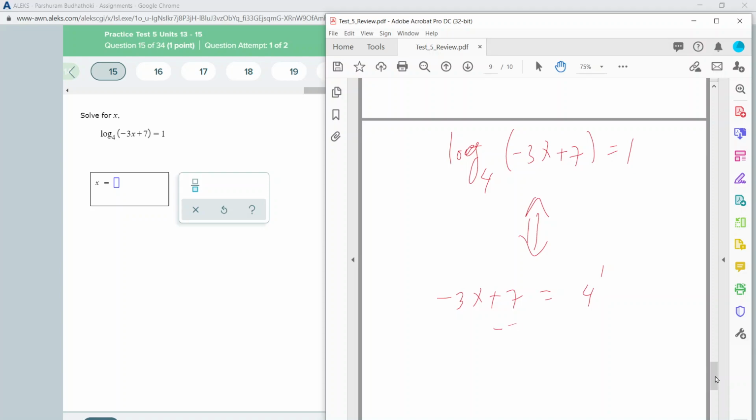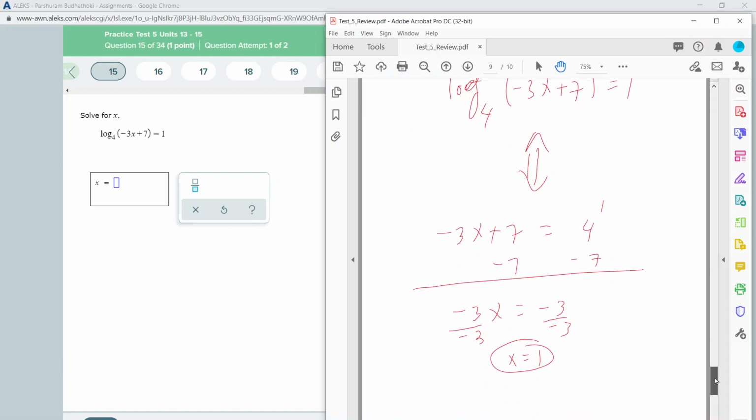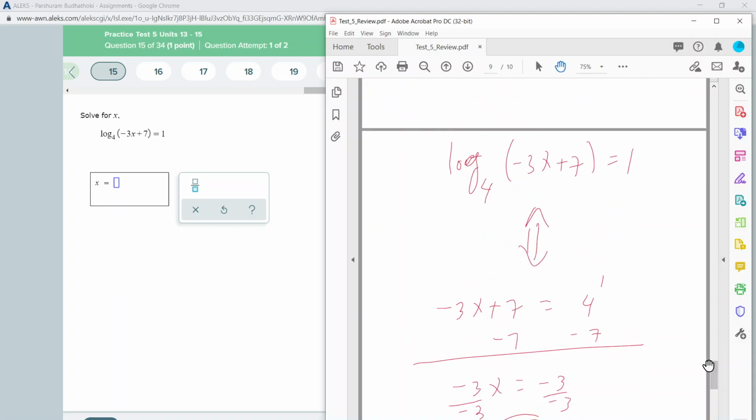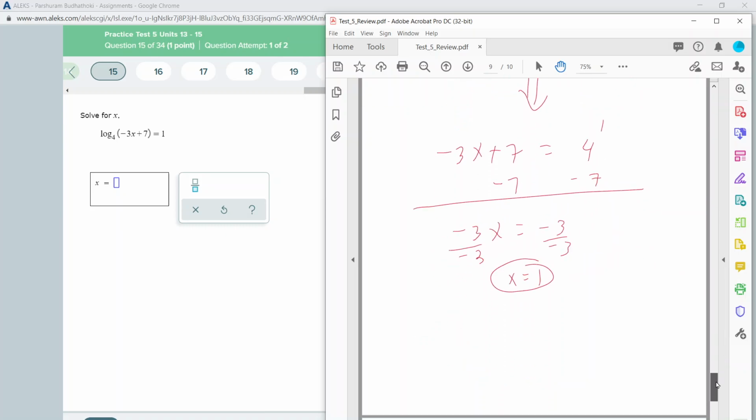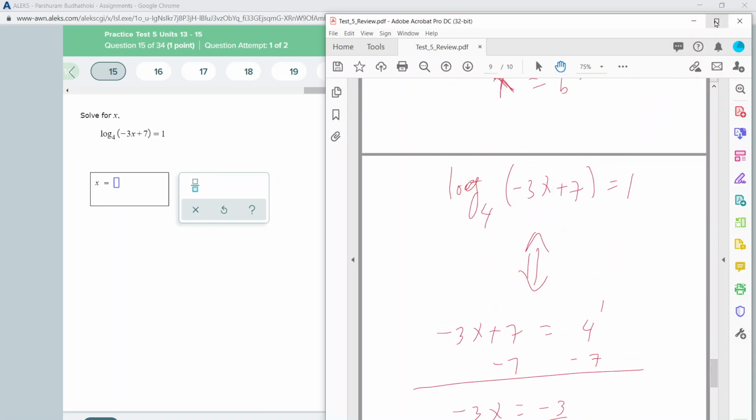So to solve this one, just subtract 7 from both sides. Negative 3x equal negative 3, and if you divide both sides by negative 3, x would be 1. Remember, you are solving a logarithmic equation, so make sure that this is part of the domain of the function. So you have to find the domain of the log function you have been given. And how do you do that?